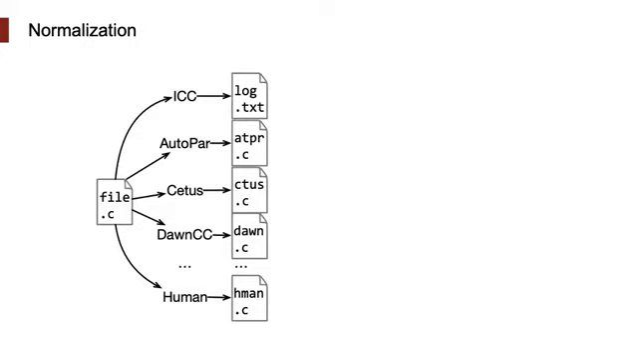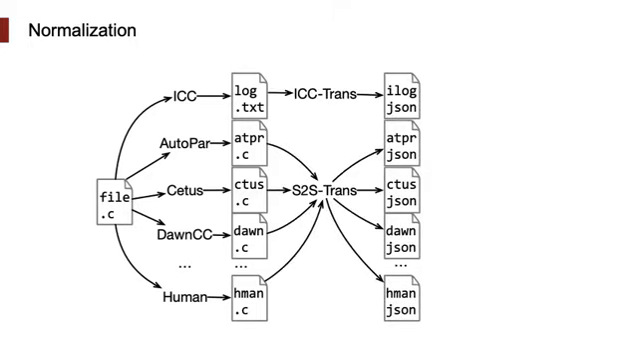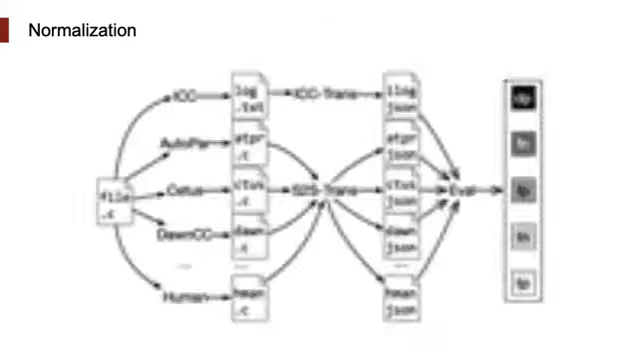Today, we can produce snapshots for 4 tools: ICC, AutoPar, Cetus, and DawnCC, and 4 programs in a reference collection. To produce these snapshots, we have translators. We currently have 2 types of translators. We have a translator that is exclusive to ICC. That's because ICC output is binary, so I need to extract its annotations out of that format to create a snapshot. And we have another translator that's common to all the tools that are source to source. It parses a C program annotated with OpenMP pragmas and produces the snapshot.